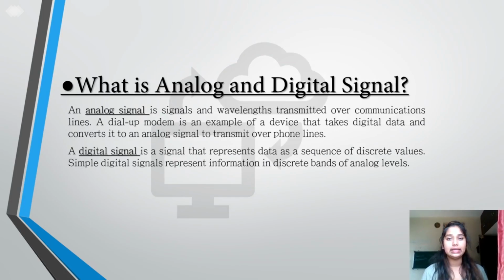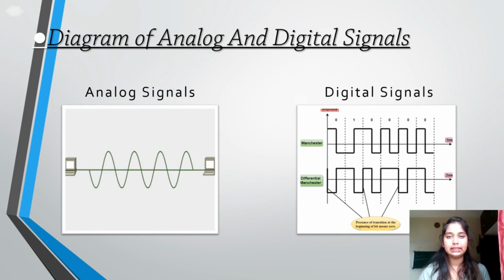An analog signal is a continuous signal that changes over a time period, and a digital signal uses discrete values to represent the information. Let's see what's the diagram of analog and digital signal. Analog signal is represented in a sine wave and a digital signal is represented in a square wave.